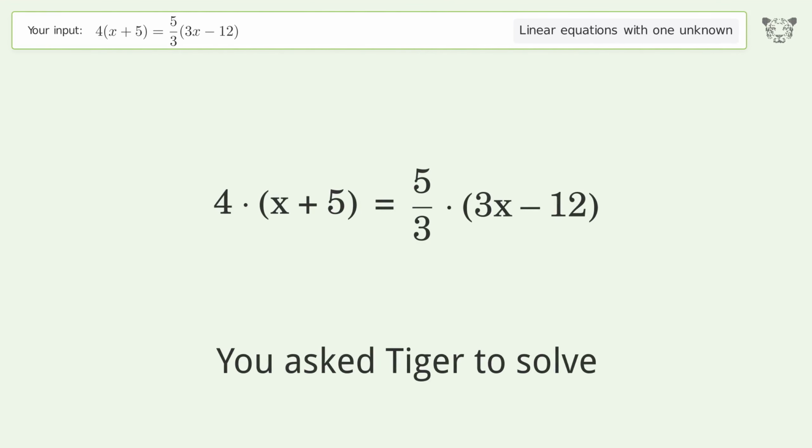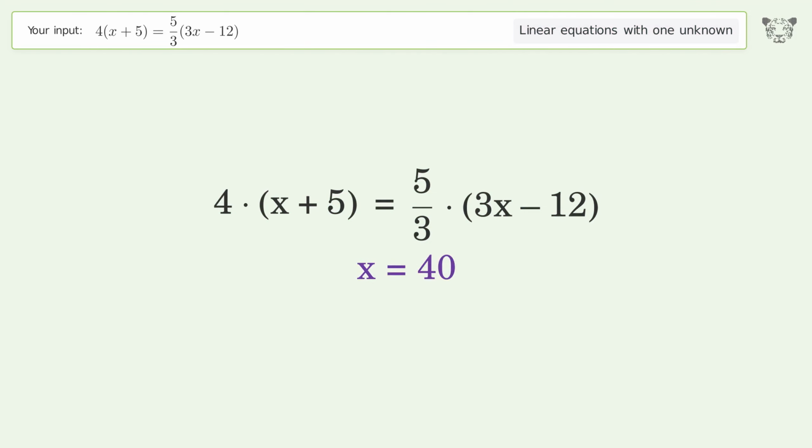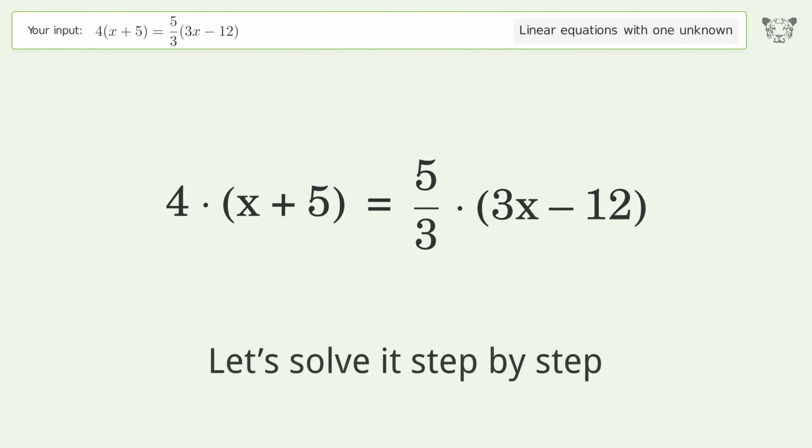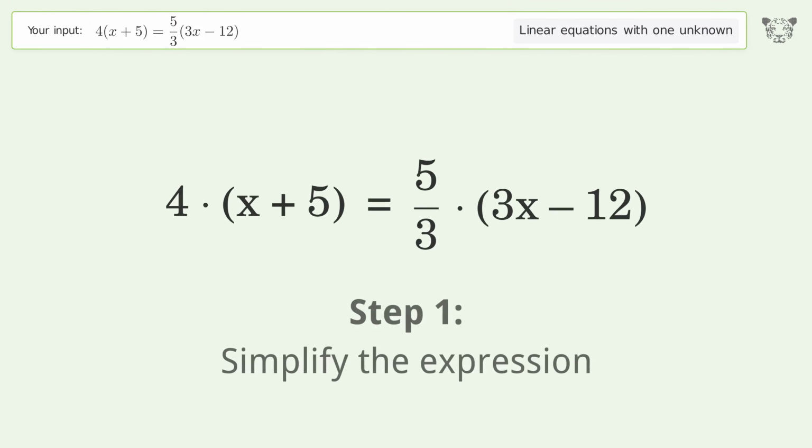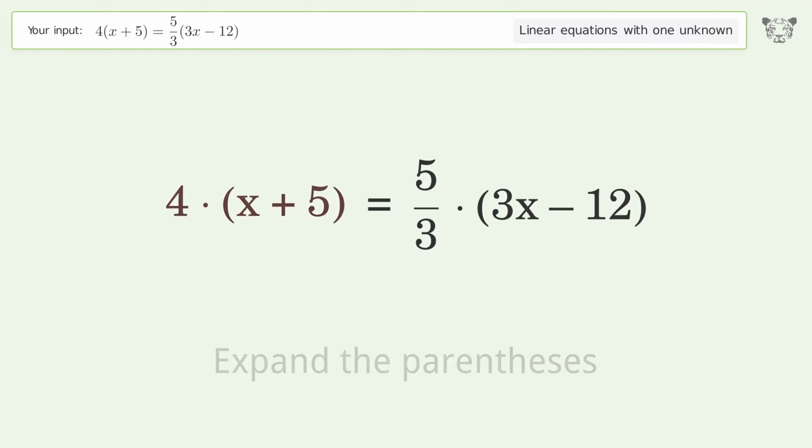You ask Tiger to solve this. It deals with linear equations with one unknown. The final result is x equals 40. Let's solve it step by step. Simplify the expression. Expand the parentheses.